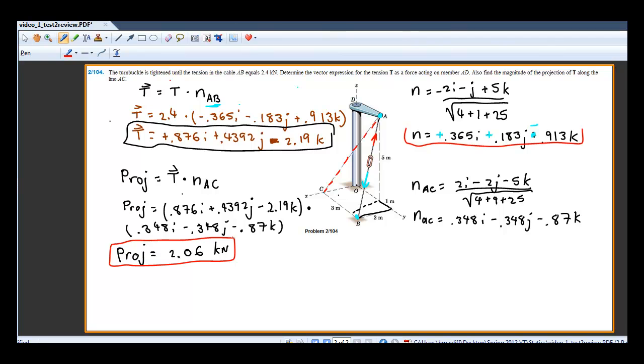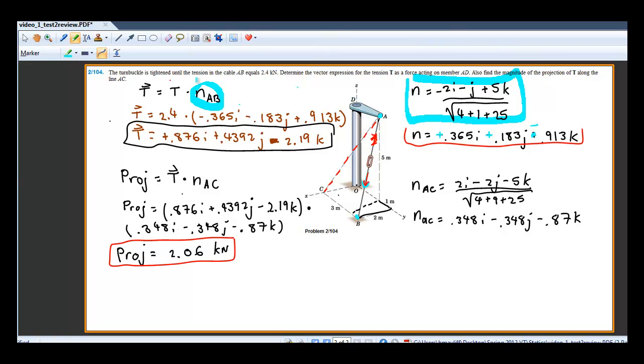Let's quickly review what we just did. We started out with the buckle being tightened, and it's causing a tension that would be going down, like that, and not that, scratch that. Essentially we need to break it down into a vector, which is just i, j, and k. In order to do that, we multiply it by a unit vector, which I will go over with the highlighter. You have to do the unit vector, which is this, and that comes from over here.